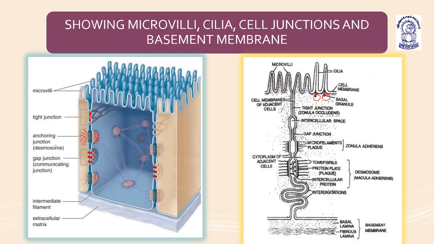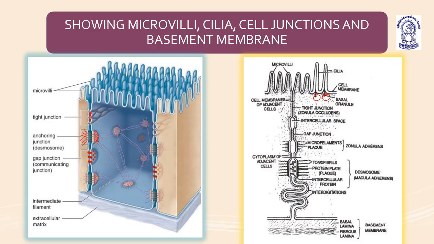Then we have intermediate filaments and extracellular matrix. Everything is shown here to make you understand how the basal membrane, desmosomes, tight junctions, microvilli, and cilia are arranged. You can have a look over this picture to get a feel. Now, the basal lamina is connected to the epithelium with the help of finger-like digitations, known as interdigitations. Then we have intercellular bridges as well, which have intercellular matrix.